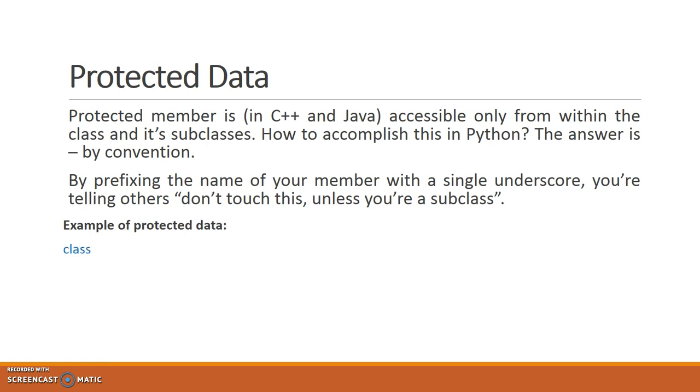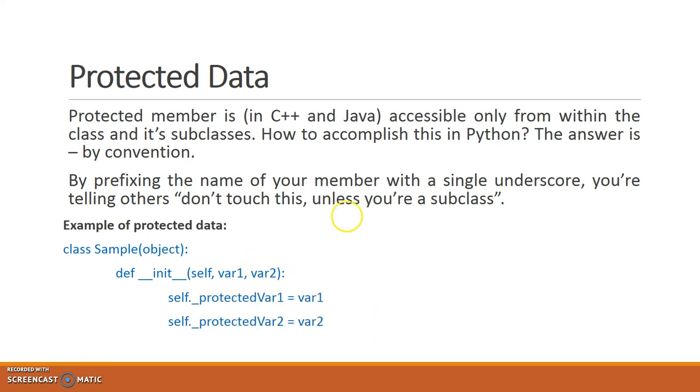Example of protected data: with the same class, we are declaring an init method and starting with a single underscore in front of a variable that you have declared in the class, like this one.